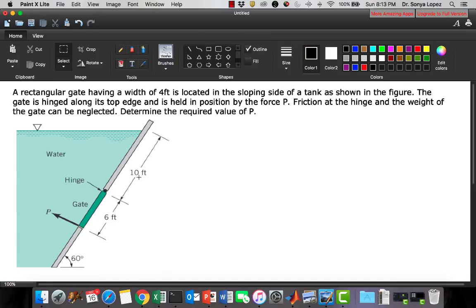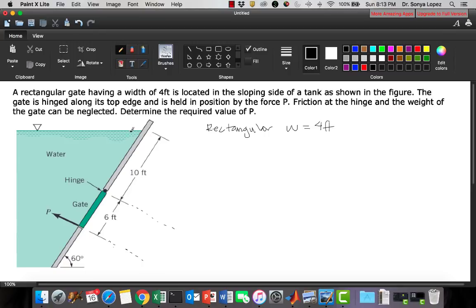So, again, this is what's given. This is the side view. This is our submerged item here, and we're going to draw the front-facing view. So this is the first thing you're going to do. It says a rectangular gate. So what's given is that this is rectangular, having a width of 4 feet, and is located on the sloping side of a tank as shown.